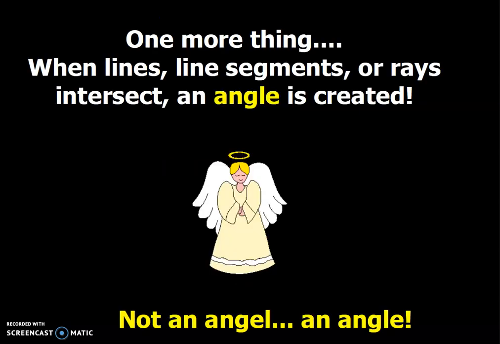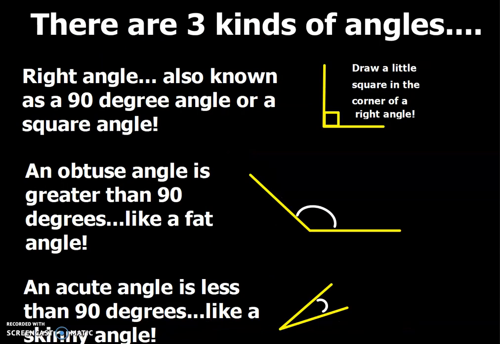One more thing, when lines, line segments, or rays intersect, an angle is created. Not an angel, an angle. Be careful of that spelling. So there are 3 types of angles. A right angle, also known as a 90-degree angle, or a square angle. Draw a little square in the corner of a right angle to show that it should be exactly square like the corner of your paper.